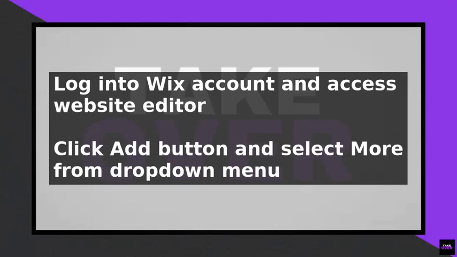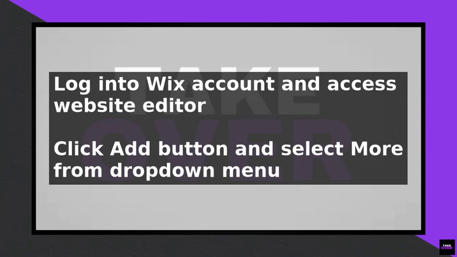To add a Wix Pro Gallery to your website, start by logging into your Wix account and accessing your website editor. Click on the Add button on the top bar and select More from the drop-down menu. In the search bar, type Pro Gallery and click on the result to open the Pro Gallery app page.